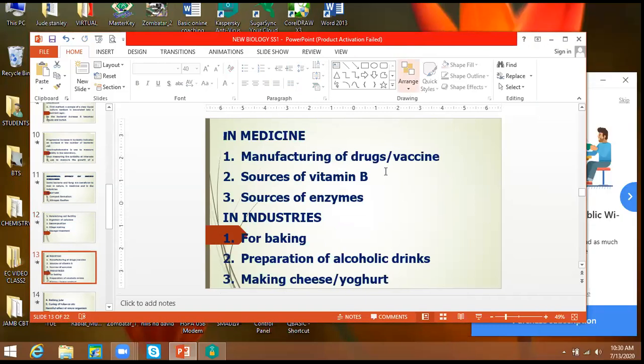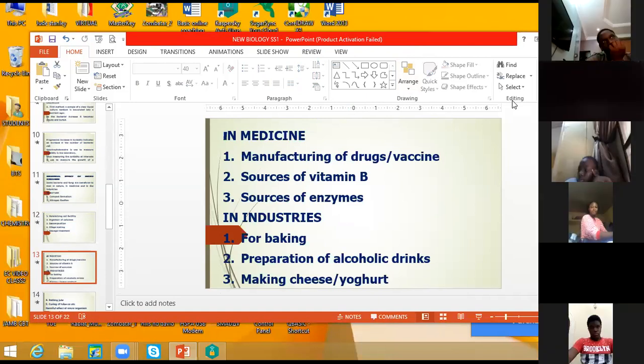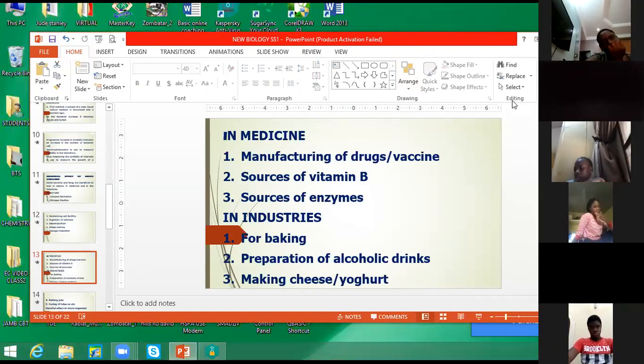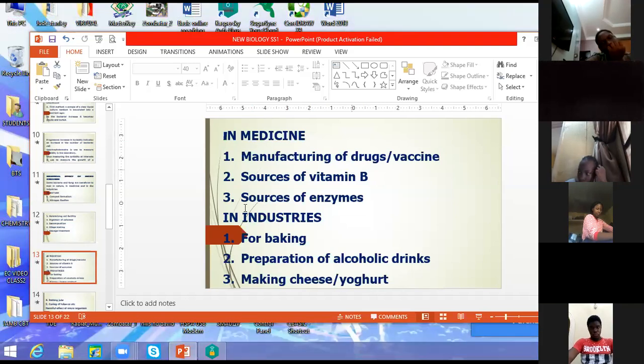Now, in medicine, what are the beneficial effects? One, they are used for manufacturing drugs like penicillin. Microorganisms are used to manufacture drugs. They are also used as antibiotics. Some bacteria are used as a source of vitamin B, and then sources of enzymes. So in medicine, the beneficial effects of microorganisms include manufacturing of drugs and vaccines, sources of vitamin B, and sources of enzymes. So you would explain this.